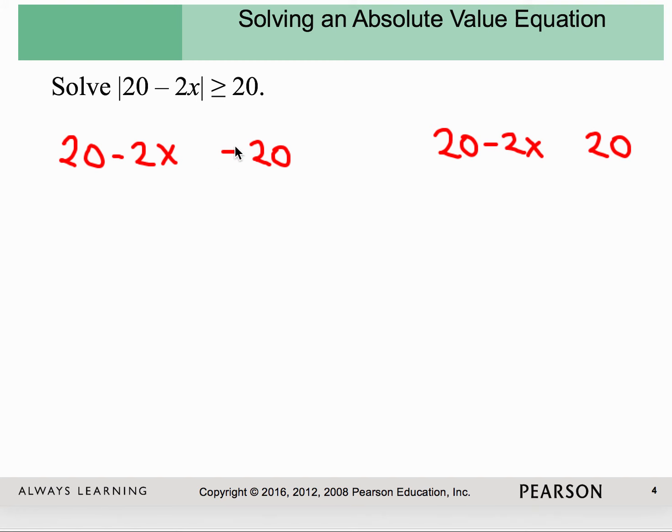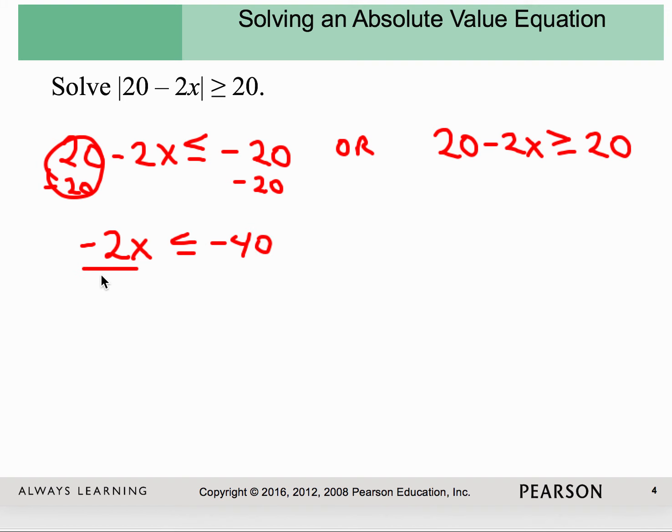Now, if I change the sign of the number, I have to change the sign of the inequality. Right? If I don't change the sign of the number, don't change the sign of the inequality. And then I have two inequalities to solve. So let's subtract 20 from both sides. Negative 2x less than or equal to negative 40. Let's divide by negative 2. Because it's a negative, don't forget, change that sign.